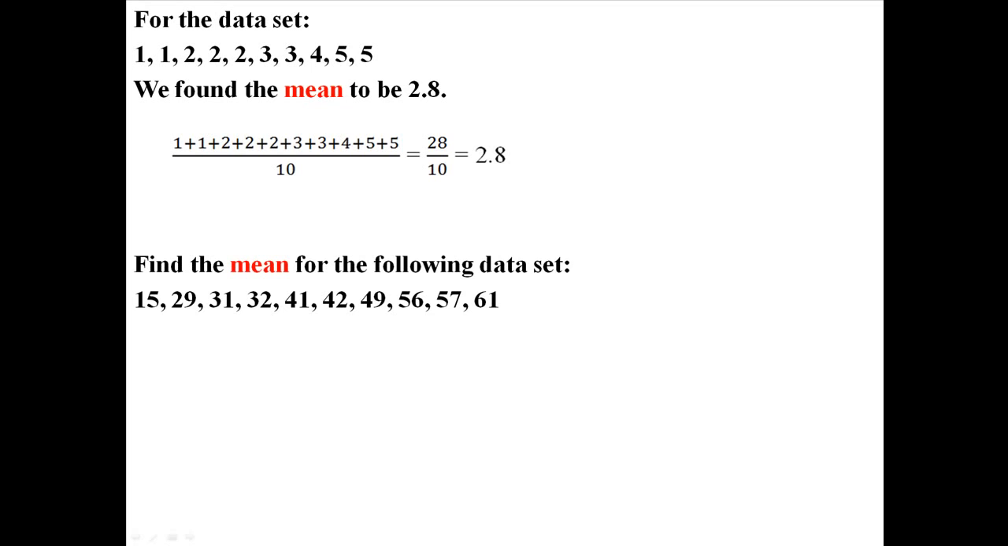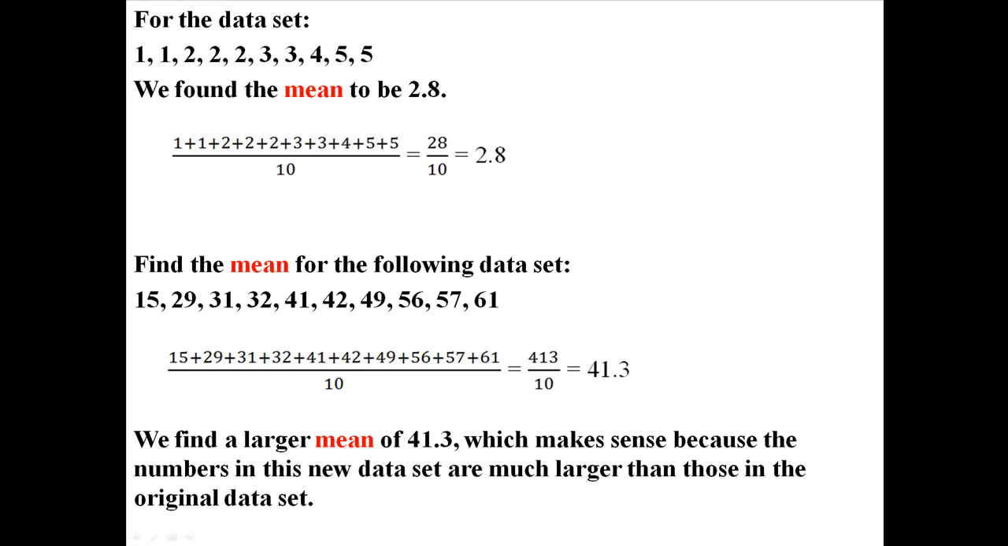So for this data set, what would you expect the mean to be? We could probably expect it to be higher because the numbers that are going into it are much higher. So we would expect the average value, the representative value for this data set, to be higher than the other one. So we add everything together, divide by 10, and find a mean of 41.3. So we find a larger mean of 41.3, which makes sense because the numbers in this new data set are much larger than those in the original set.